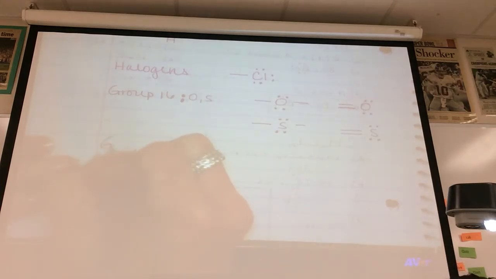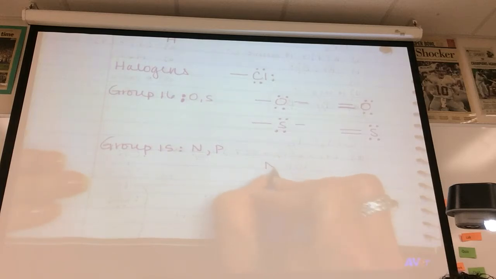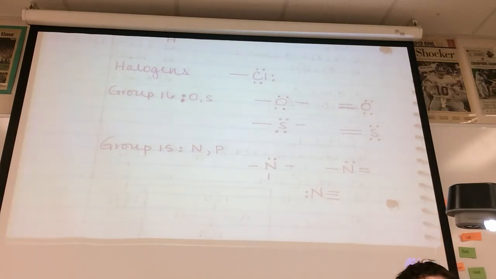And for group 15, this is primarily going to be nitrogen and phosphorus. I'll illustrate nitrogen. You're going to see 3 bonds, 1 lone pair. You could have a double and a single and a lone pair, or you could have a triple and a lone pair. And that framework will help you as you try to decide on your compound drawing.